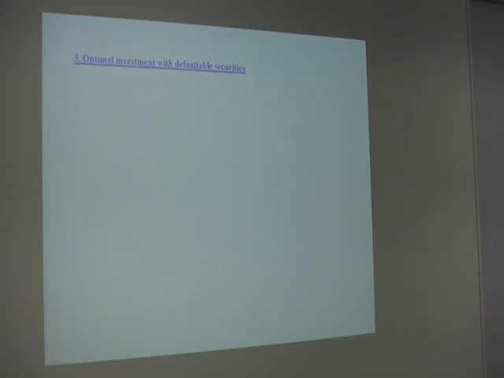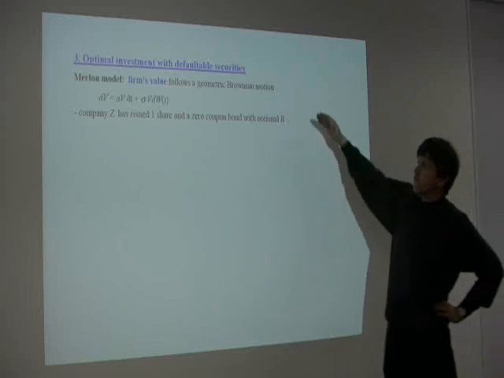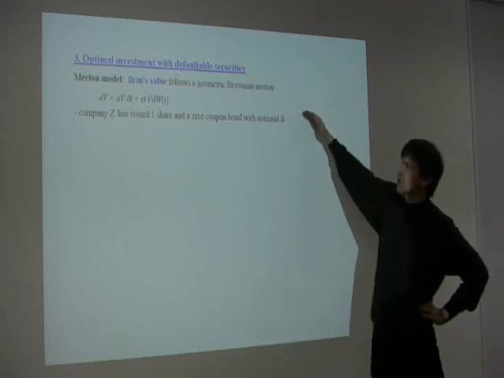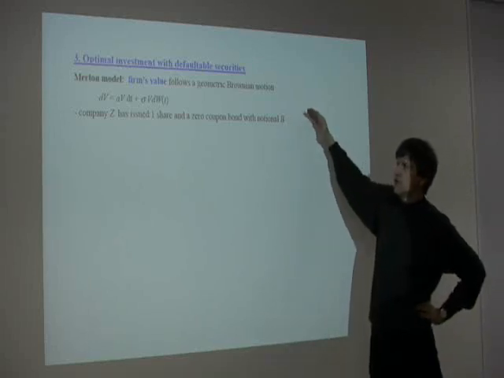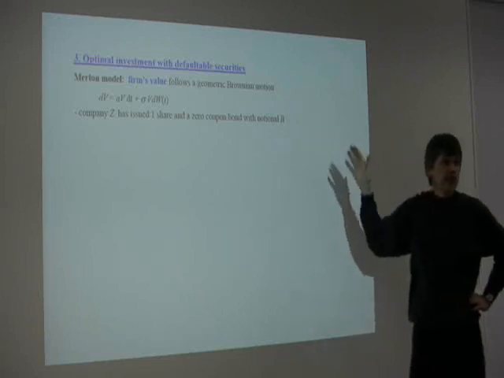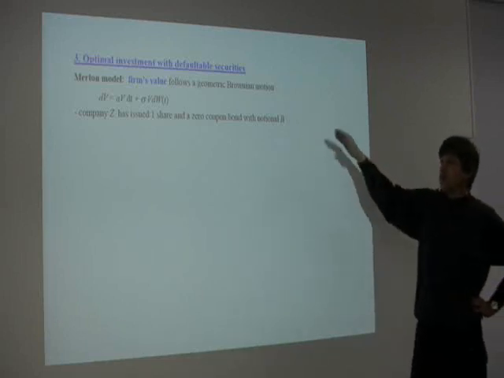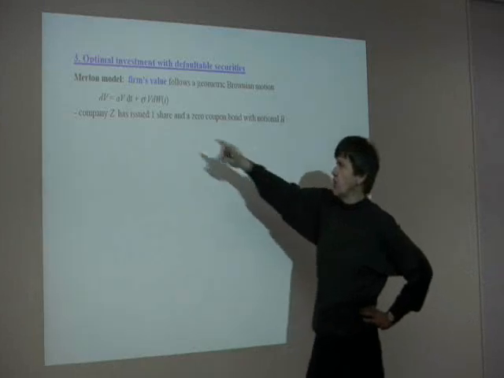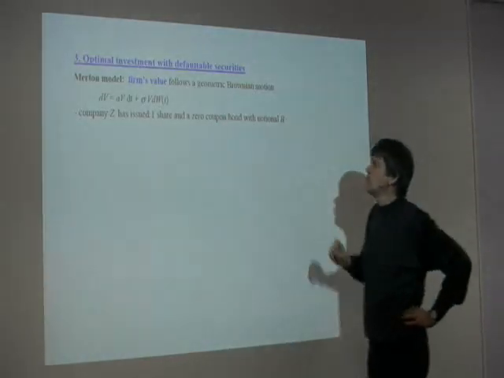And the good framework for this is the Merton model for defaultable bonds. So how does this look like? Merton's model is the following. Merton says, well, I think that the firm's value follows geometric Brownian motion. Not the corresponding share price, it's the value of the firm. And this company has issued one share and one zero coupon bond with a notional B. Okay, now let's have a look at it.